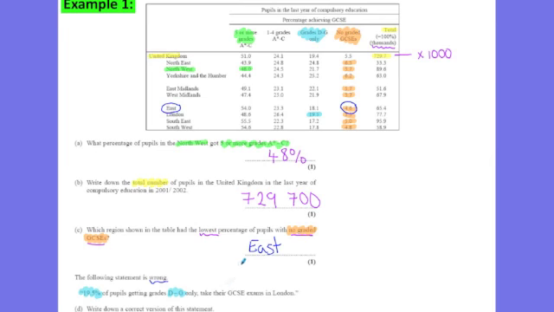We need to change the statement because here we say that 19.5% of pupils getting D to G only take their GCSE exams in London, whereas 19.5% of pupils who take their GCSEs in London get D to G. So recorrecting this, we need to say that 19.5% of pupils who take their GCSEs in London get D to G.